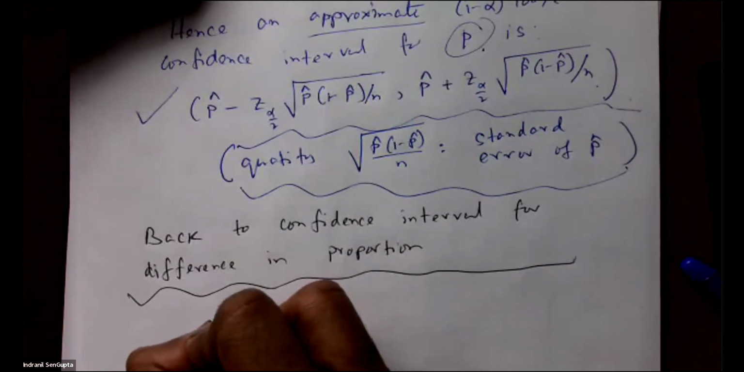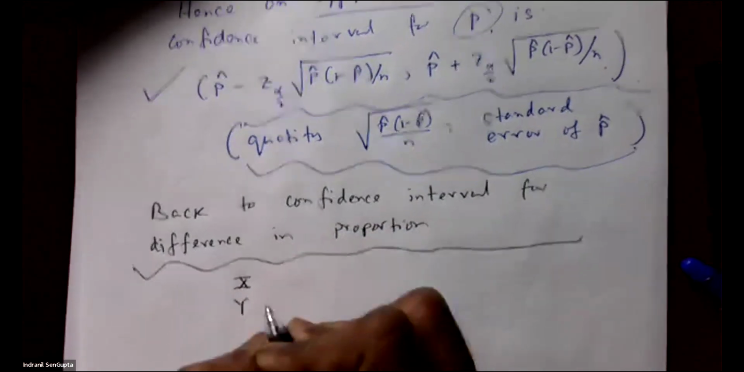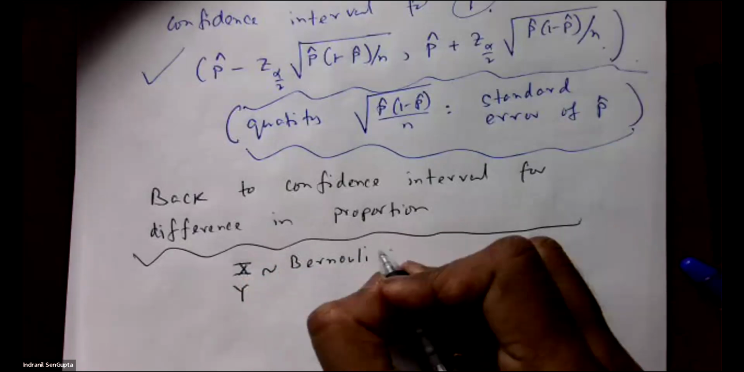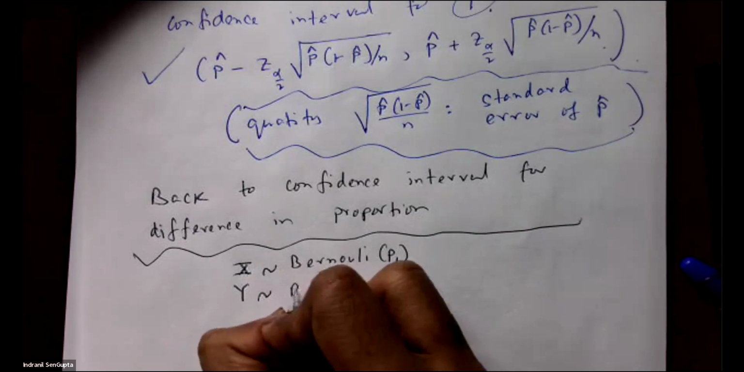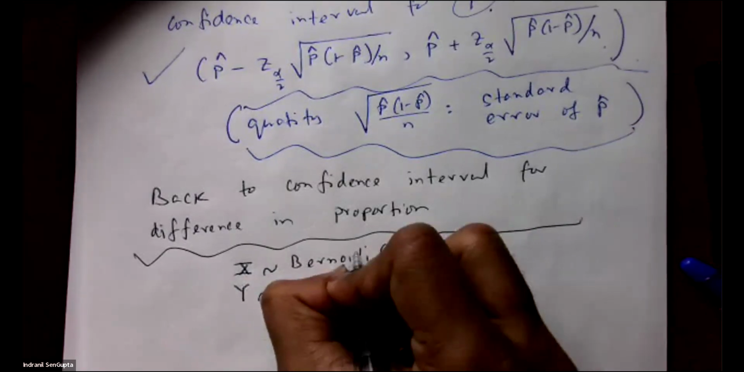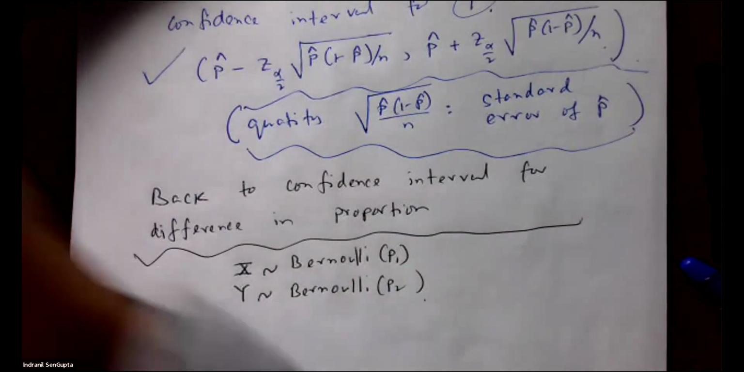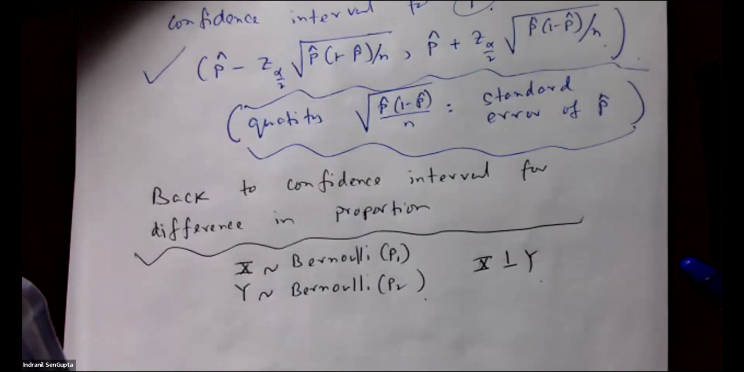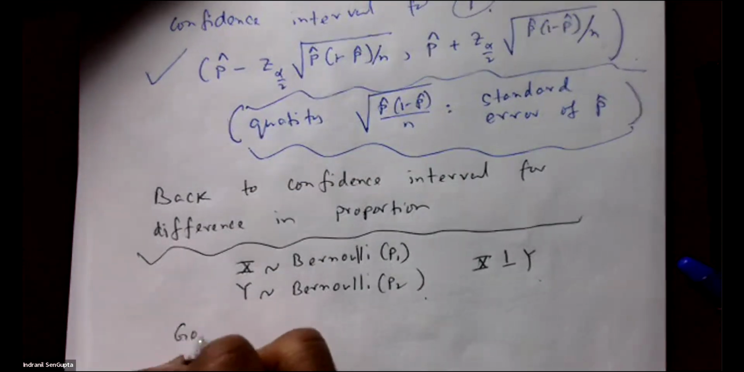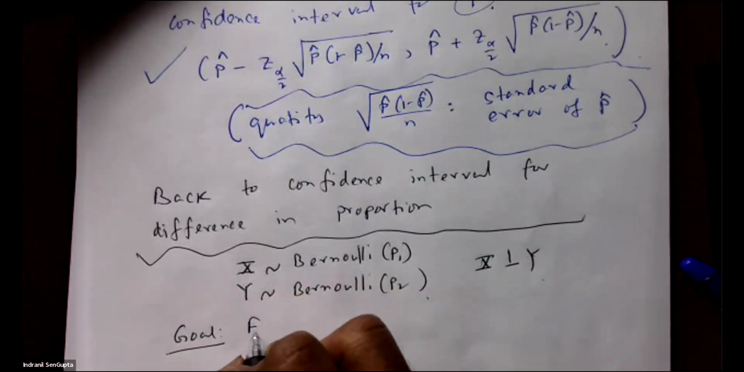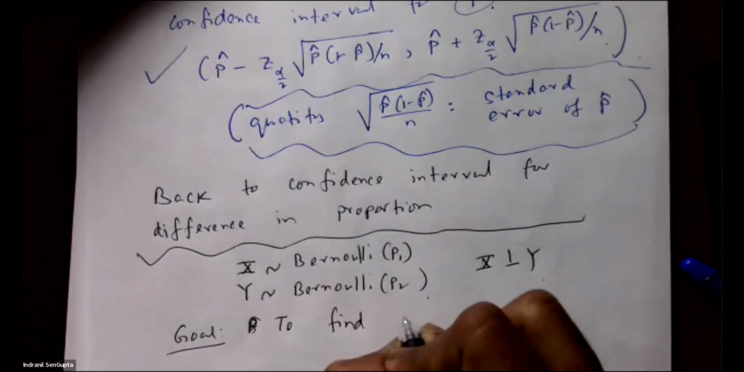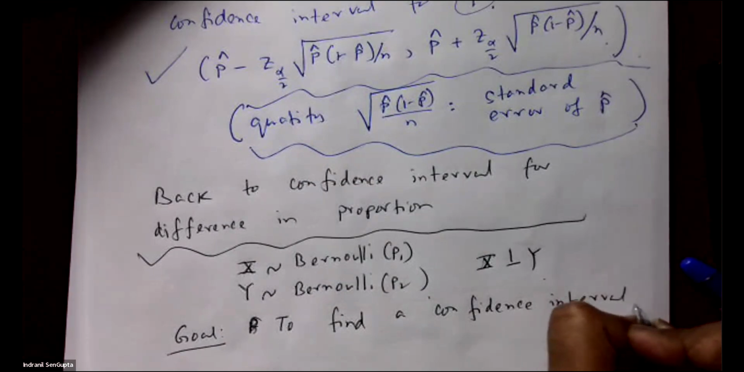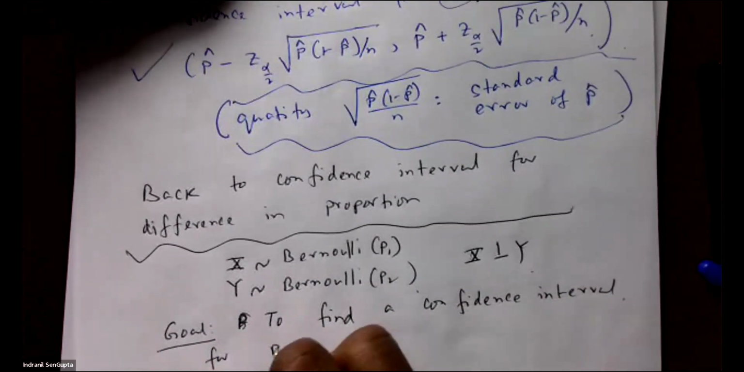So suppose X and Y are two independent random variables. X follows a Bernoulli with parameter p1, and Y follows a Bernoulli with p2, and X and Y are independent. The goal is to find a confidence interval for p1 minus p2.